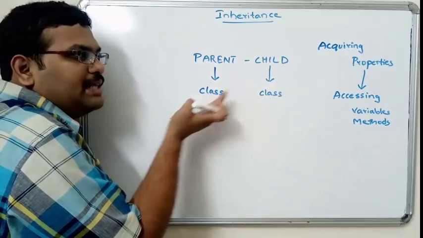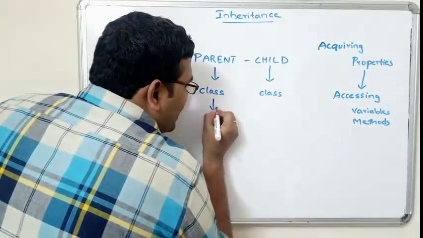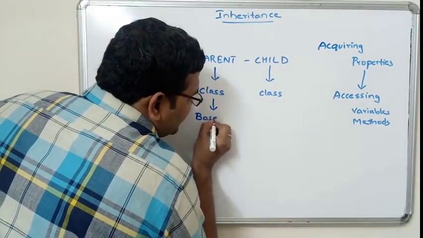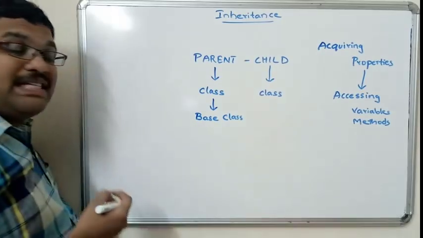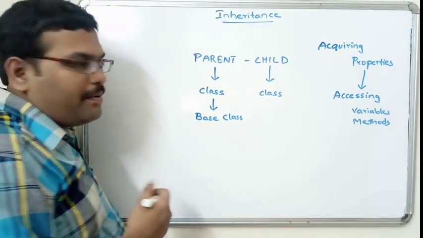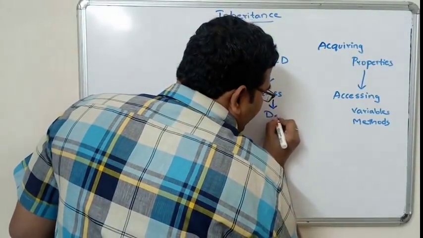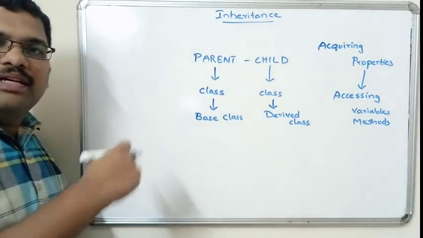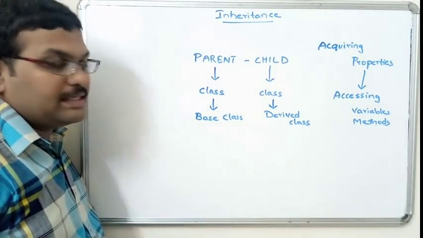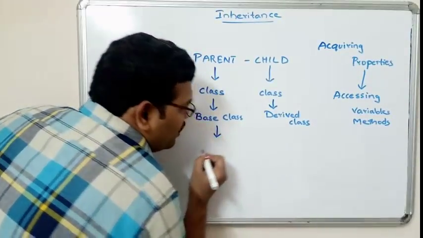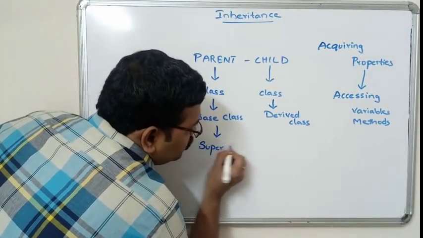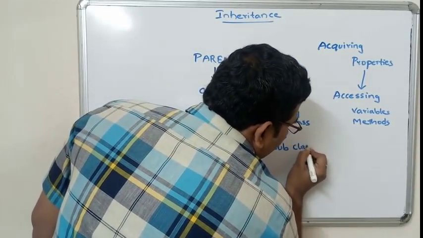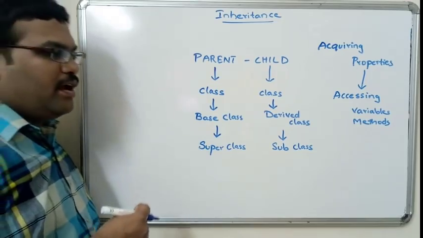So this is called a parent class, this is called a child class. This can also be called a base class, meaning the class from which we are acquiring the properties, and this is called a derived class, the class which acquires the properties of the base class. This is again called a superclass, and this we call a subclass. So all these are different names for these classes, right?